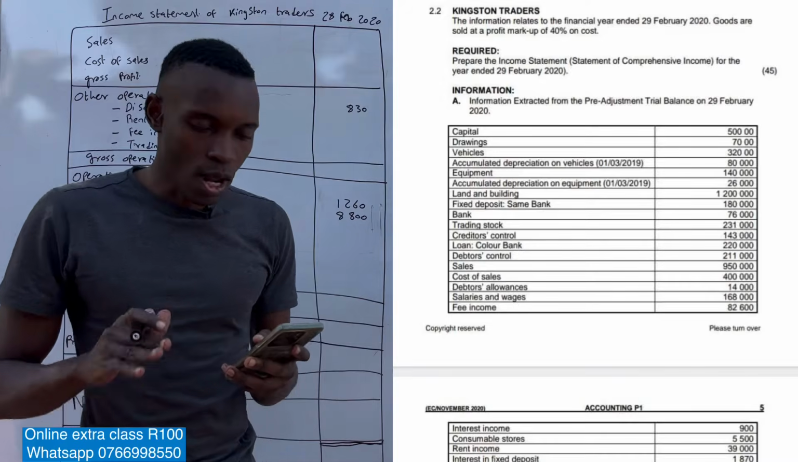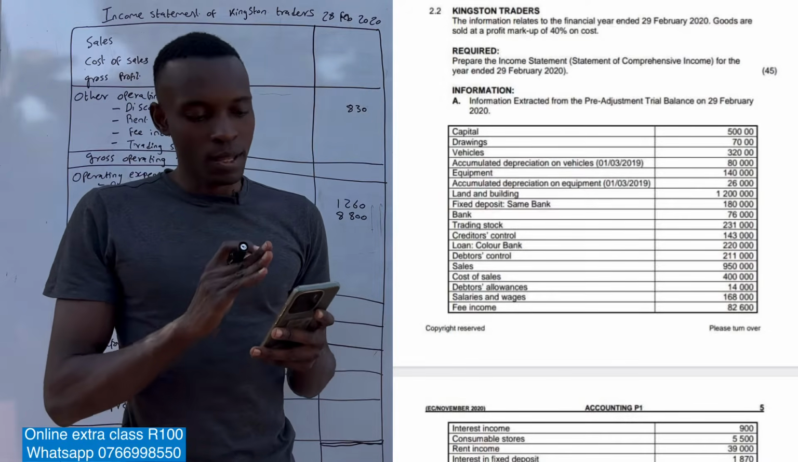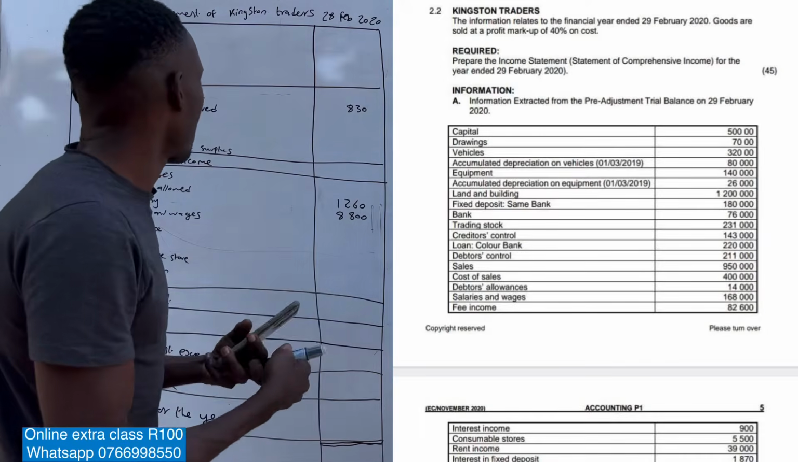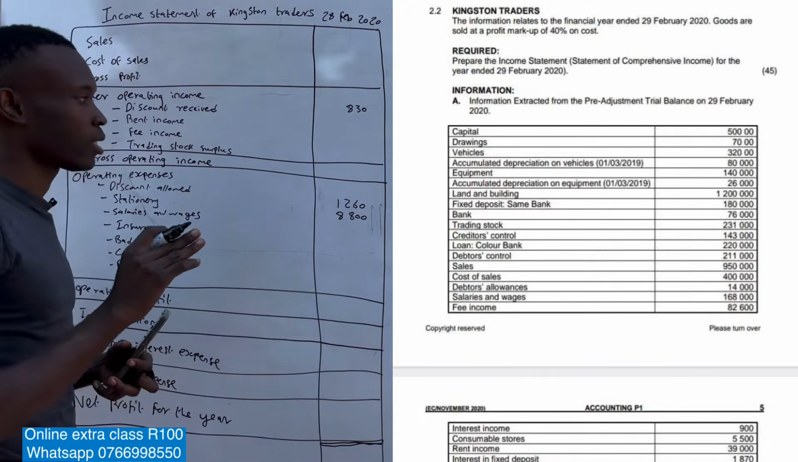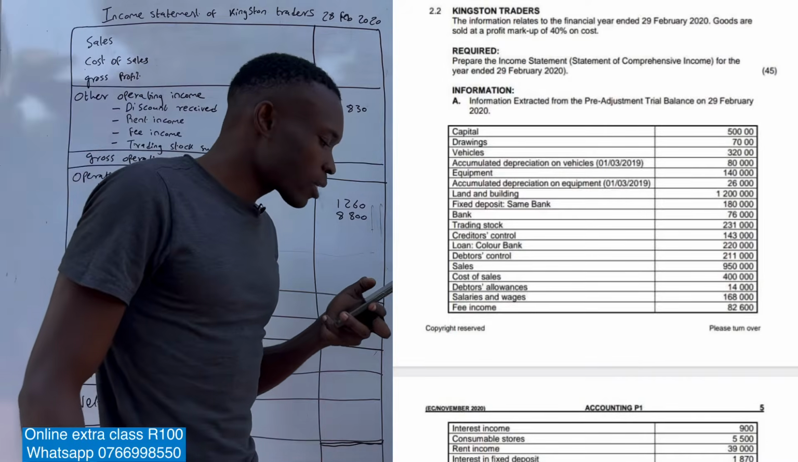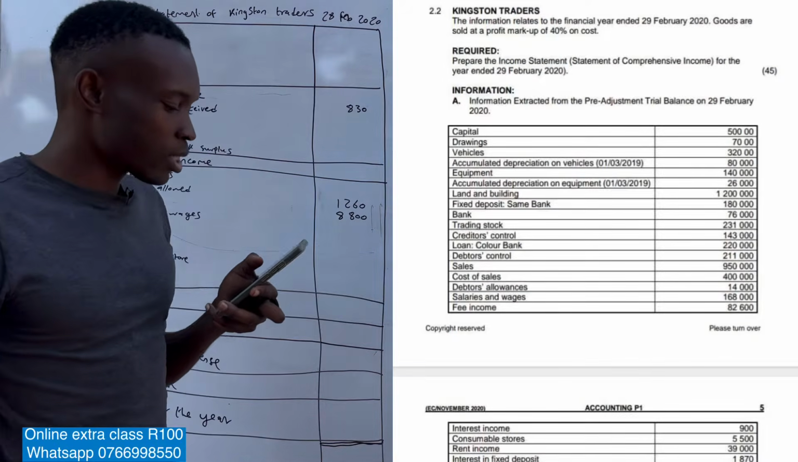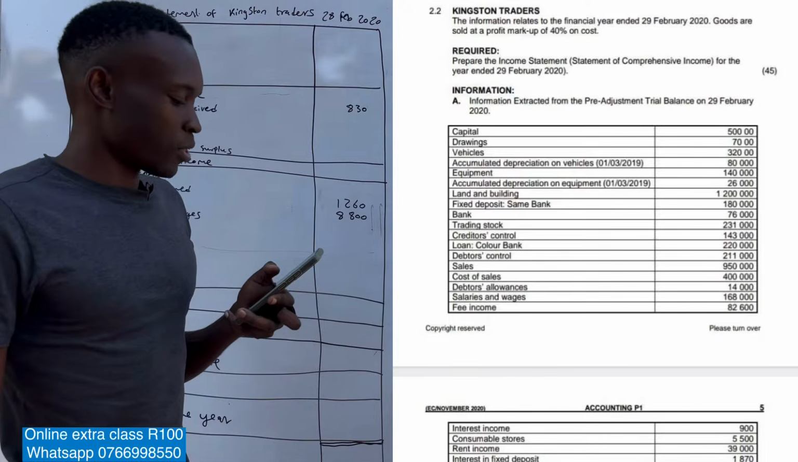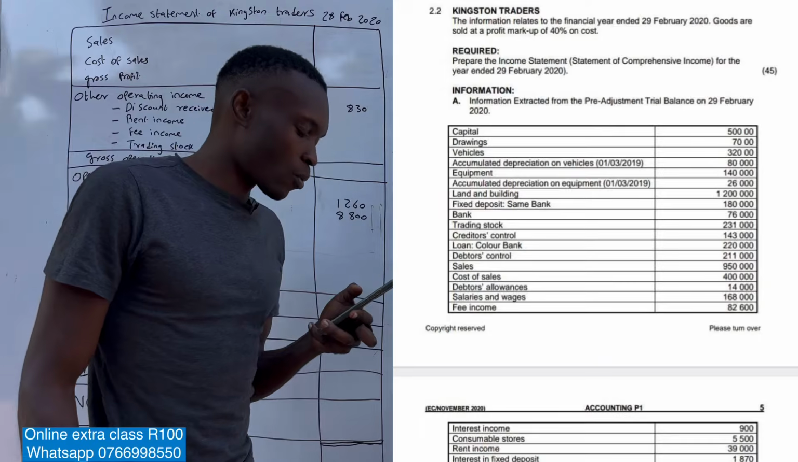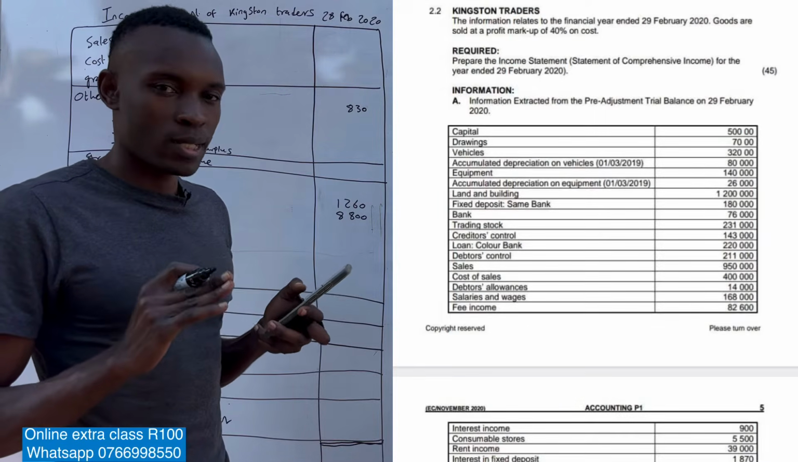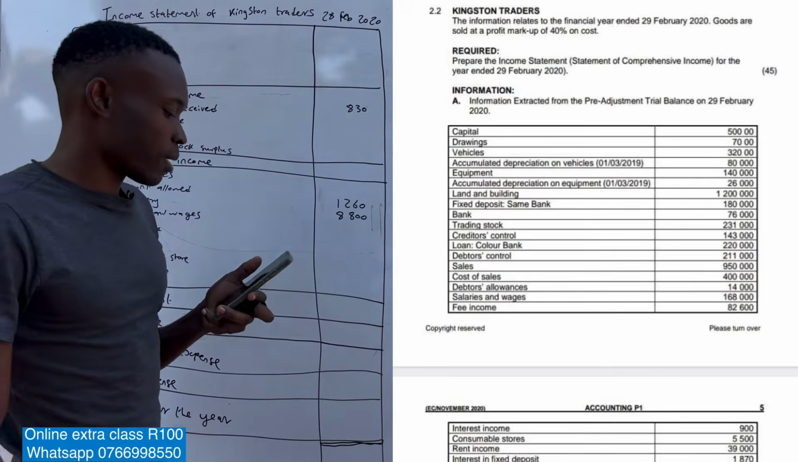Okay, so now let's go back to this question paper. Remember I said that if they give you a markup, just know that there are some calculations that you're going to deal with. Required: prepare the income statement or statement of comprehensive income for the year end 29 February 2020. 45 marks. Imagine, that's a lot of marks.